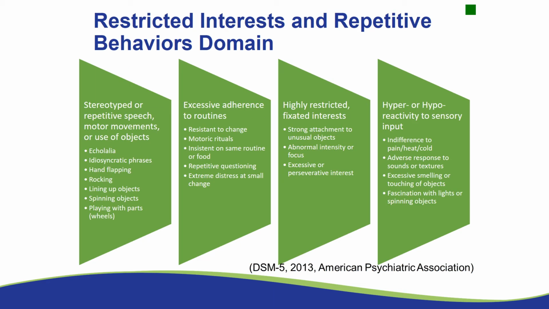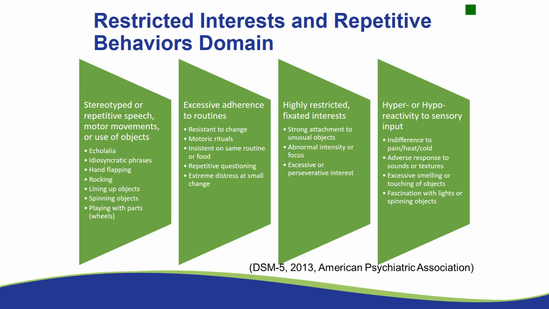The domain of restricted and repetitive behaviors requires a person to meet at least 2 of the 4 deficit areas. People with autism spectrum disorder oftentimes have motor movements that they indicate that they cannot always control. An individual with ASD might engage in hand flapping, rocking, or toe walking.